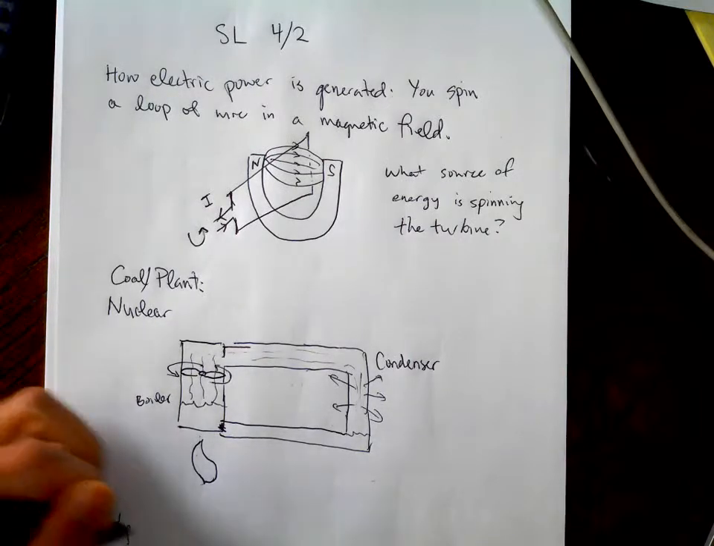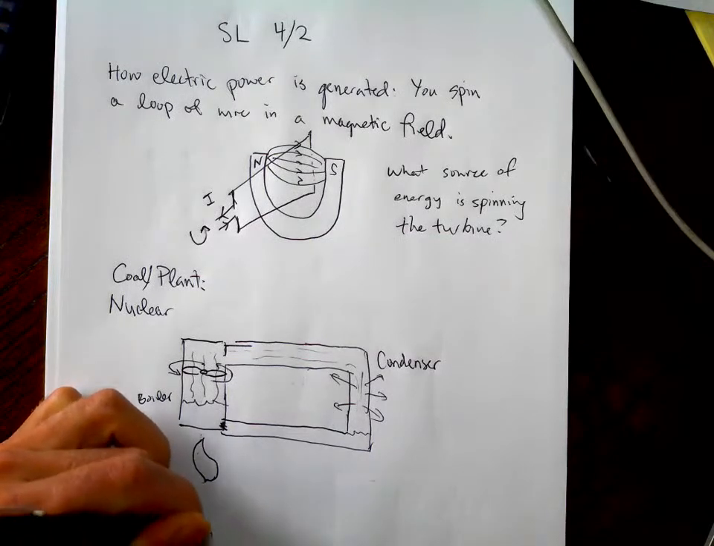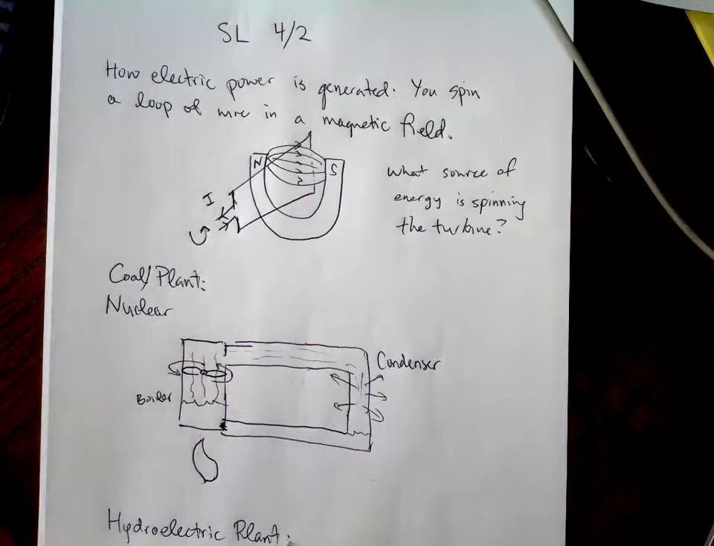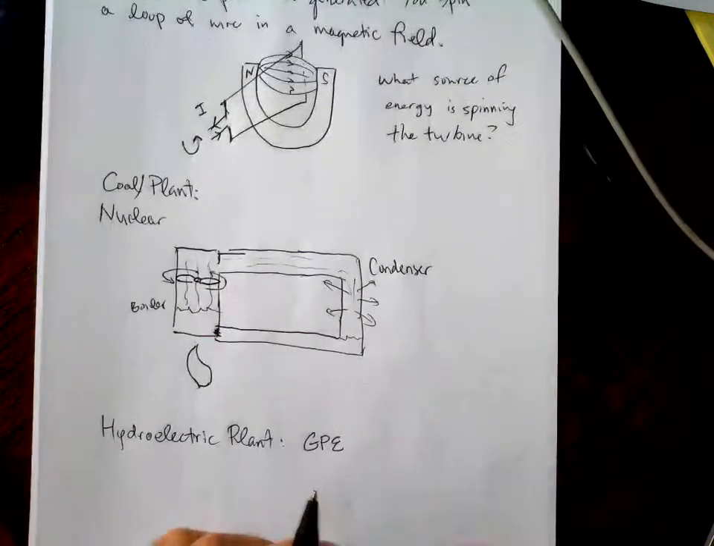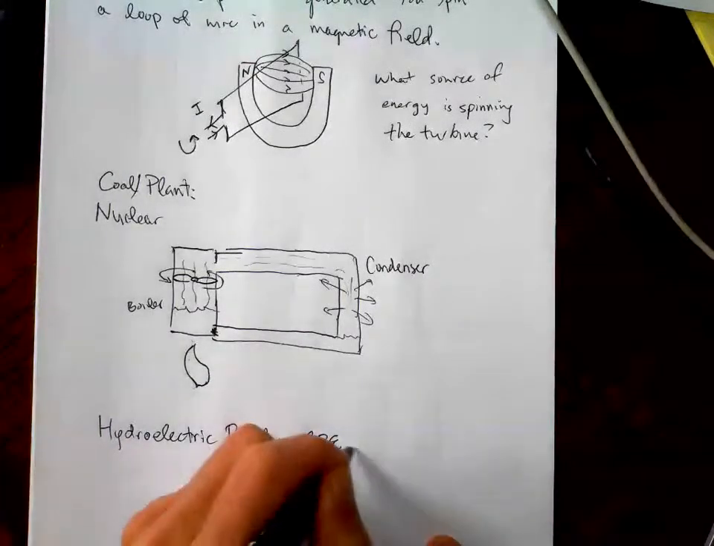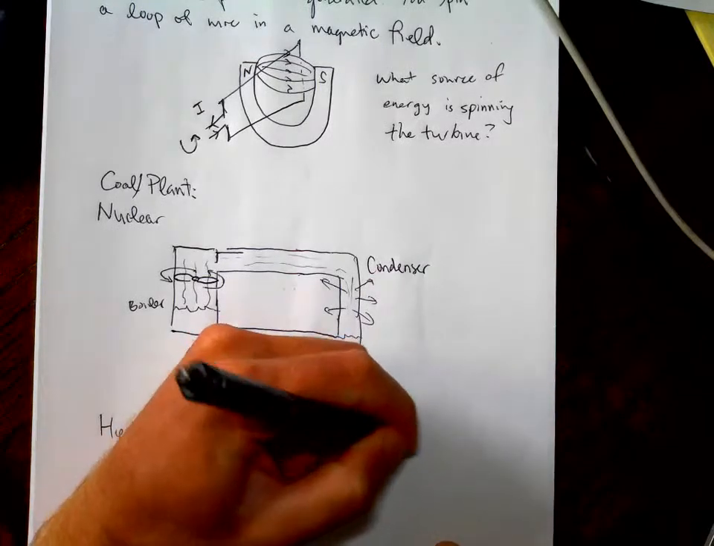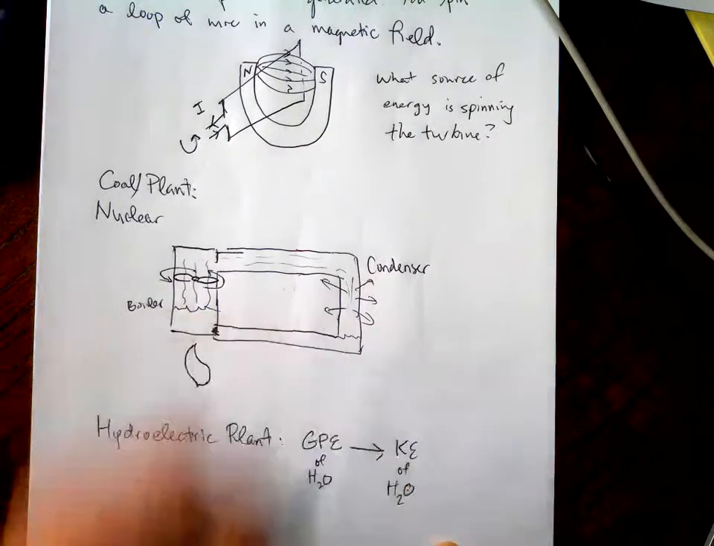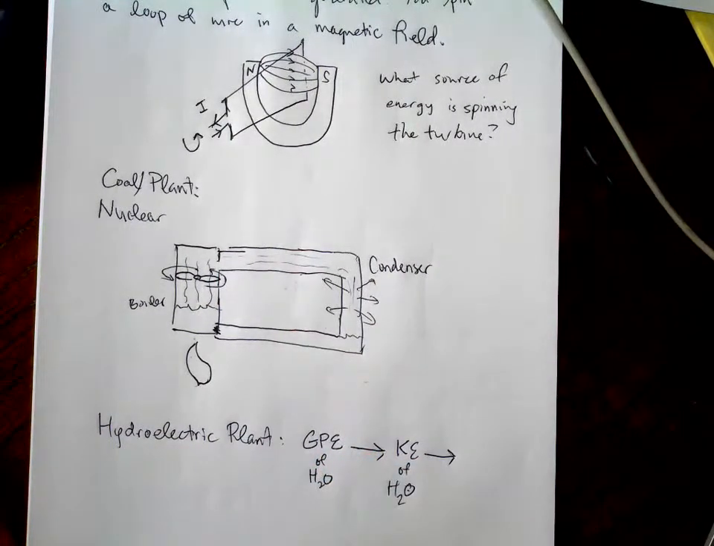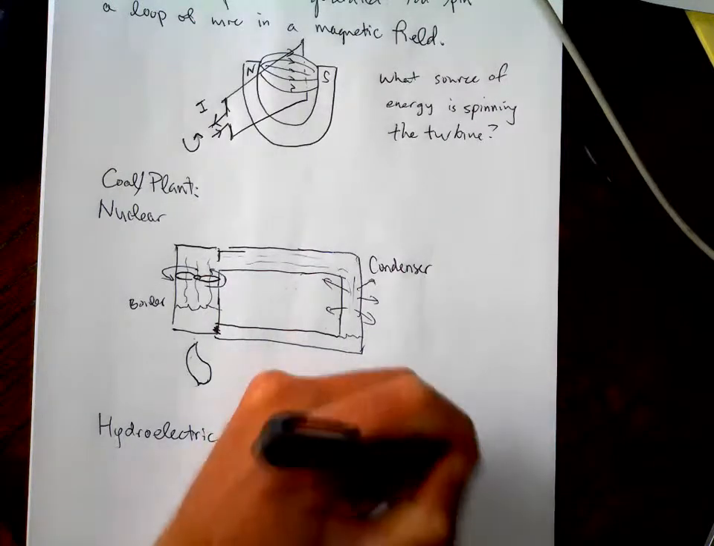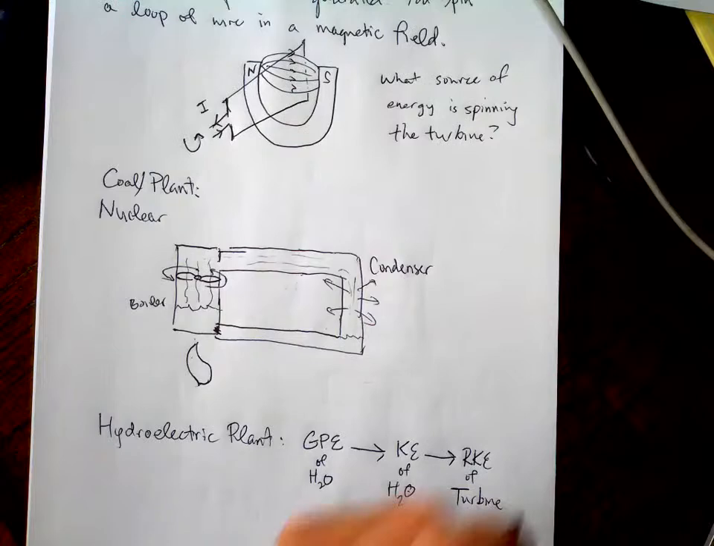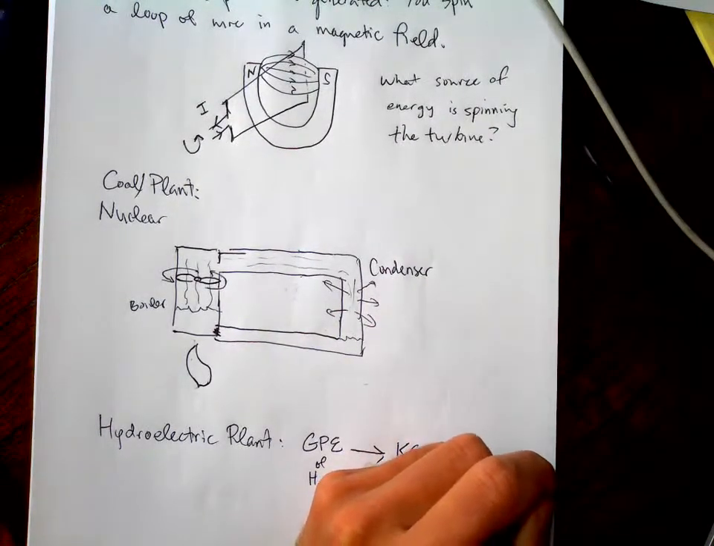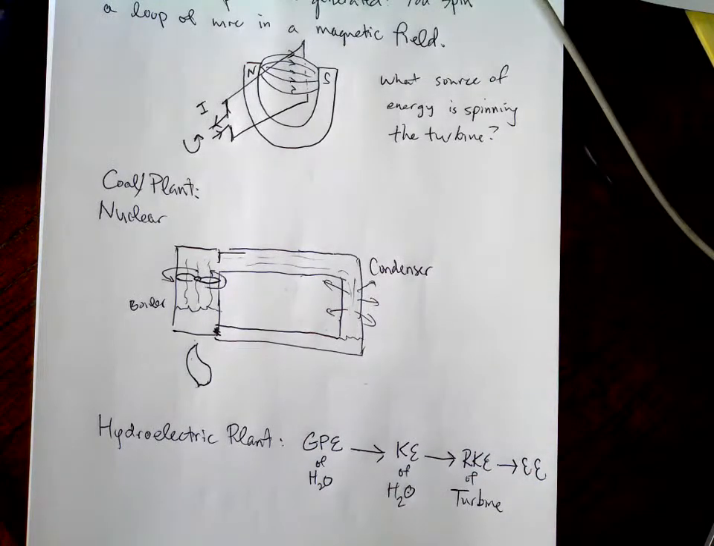What about a hydroelectric plant? In a hydroelectric plant, you have basically the gravitational potential energy of the water, which becomes the kinetic energy of the water, because the water falls and it turns into kinetic energy, which becomes the rotational kinetic energy of the turbine, which becomes electrical energy, which I'll just call EE. So this is a hydroelectric plant.